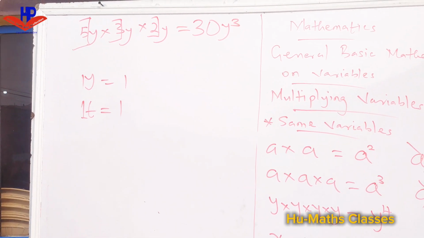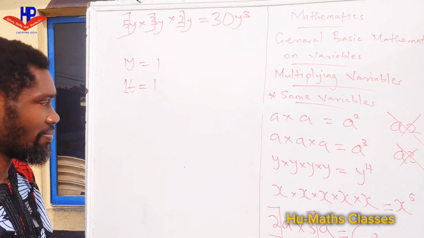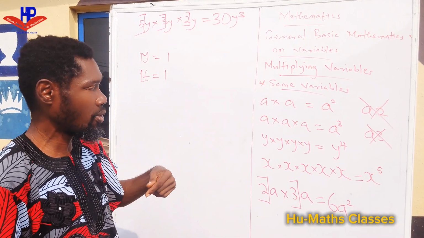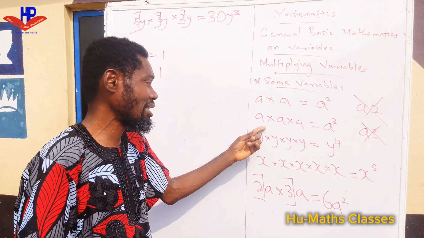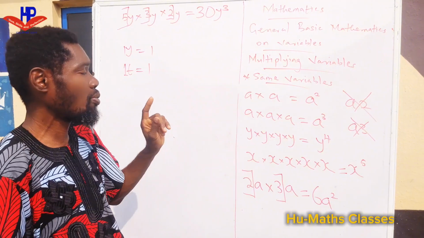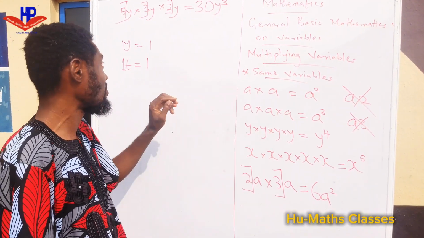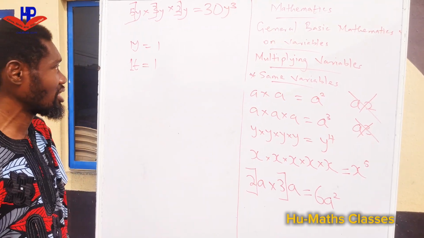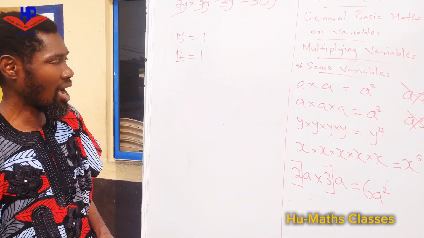So whenever you're multiplying variables that are the same, always raise the same variable to the number of appearances that you have in that problem. Here we have 2 a's, so our answer is a to power 2. Here we have 3 a's. Here we have 5y times 3y times 2y, and that was our final result, 30y raised to power 3.